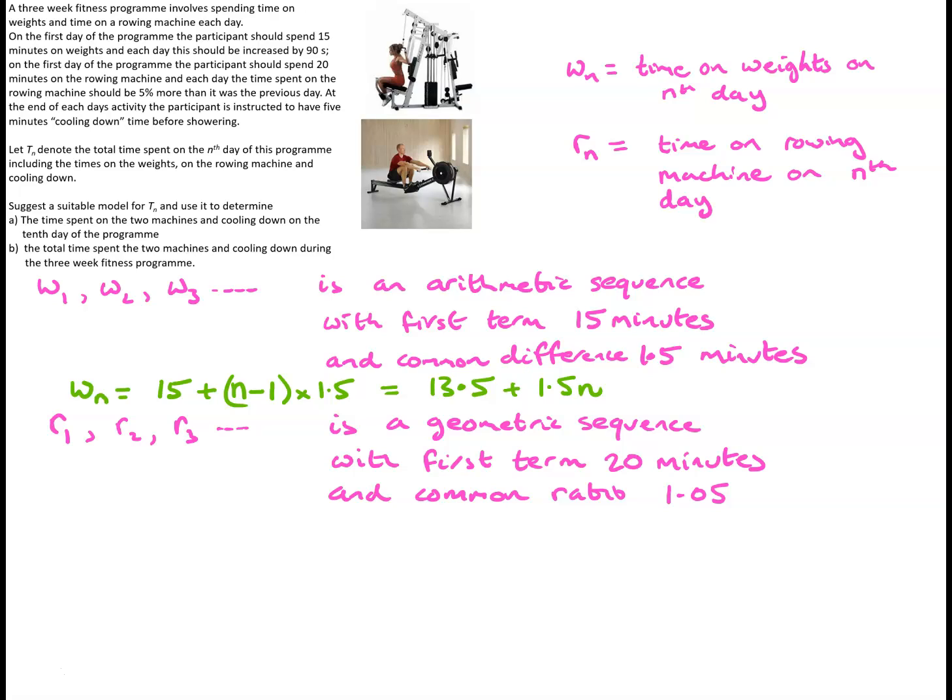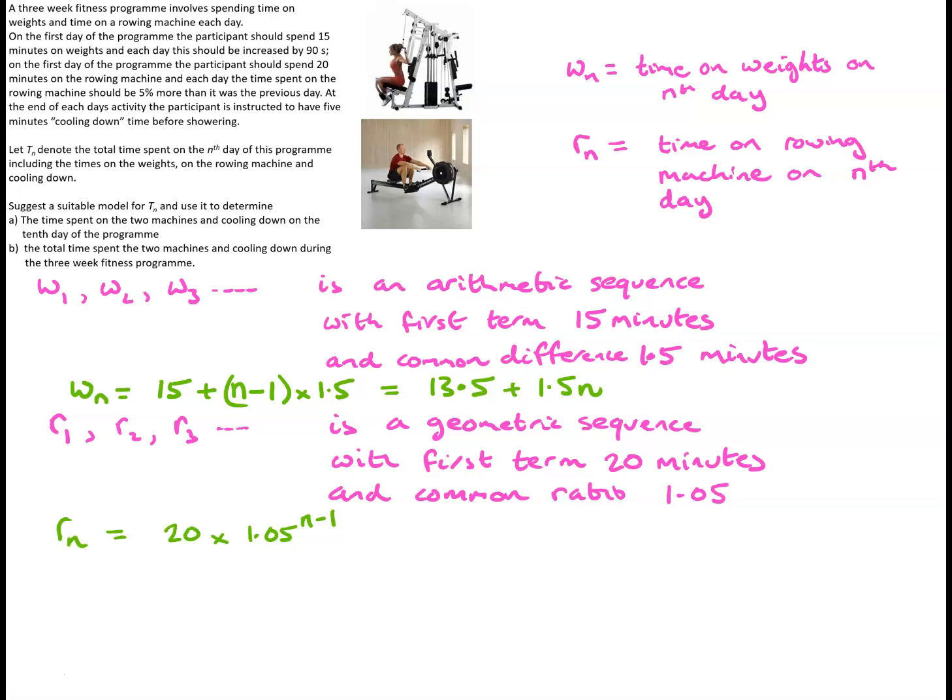The nth term of a geometric sequence is a times r to the n minus 1, where a is the first term and r is the common ratio. So we've got Rn must be 20 times 1.05 to the n minus 1.